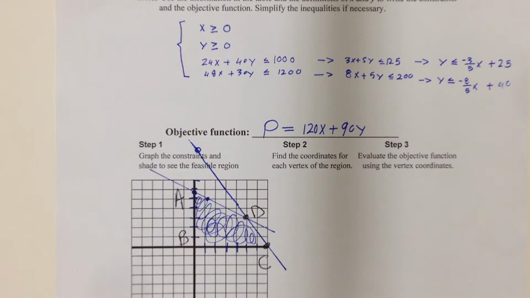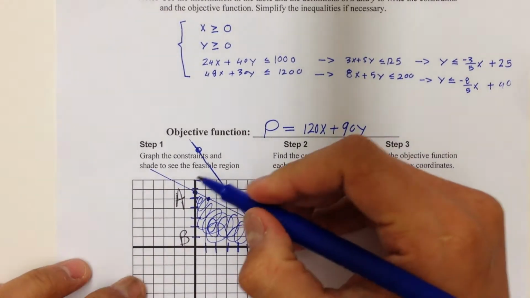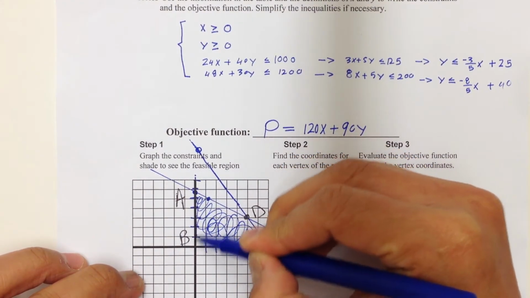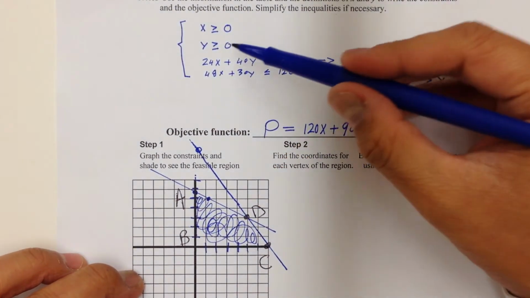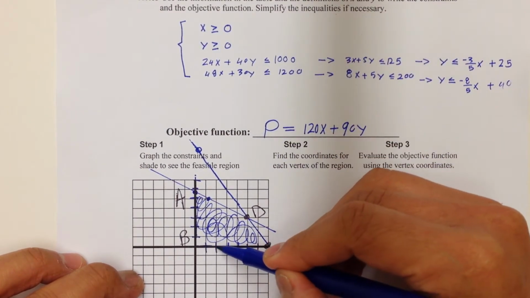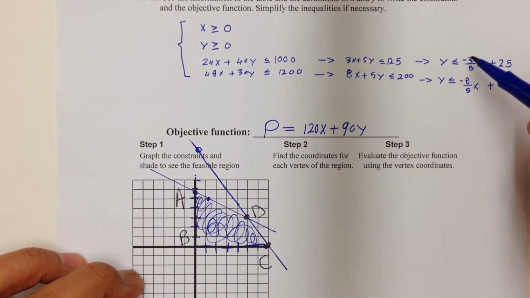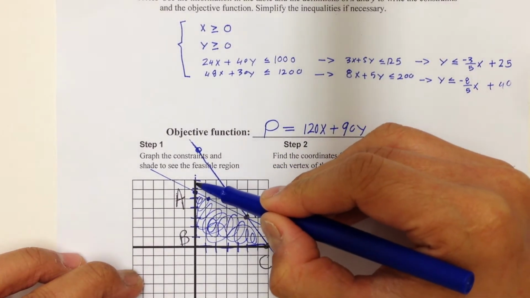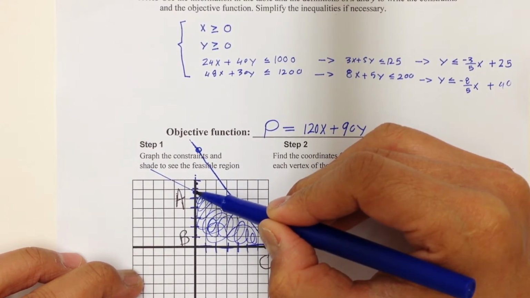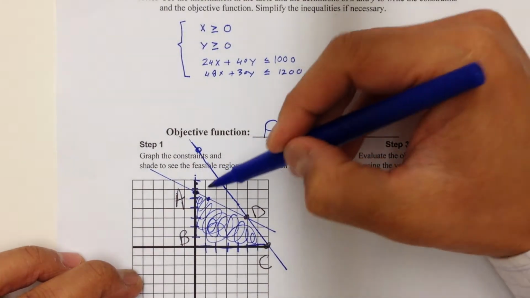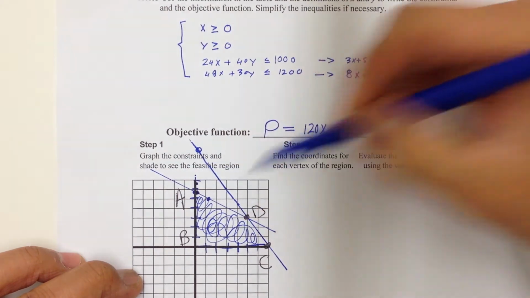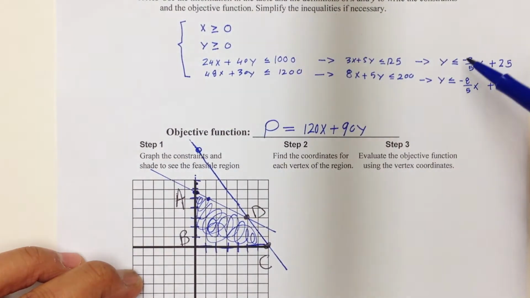X greater than or equal to 0 would be the vertical line at 0, and it's shaded to the right. Y greater than or equal to 0 is the x-axis, and it is shaded above. I also graphed the next line, starting off with 25 as my y-intercept, and then the slope is -3/5. This dot should have been up there, but it's okay. Just know that the dot right there is (0, 25). I drew the line through my y-intercept with this slope, and then I'm going to shade below.